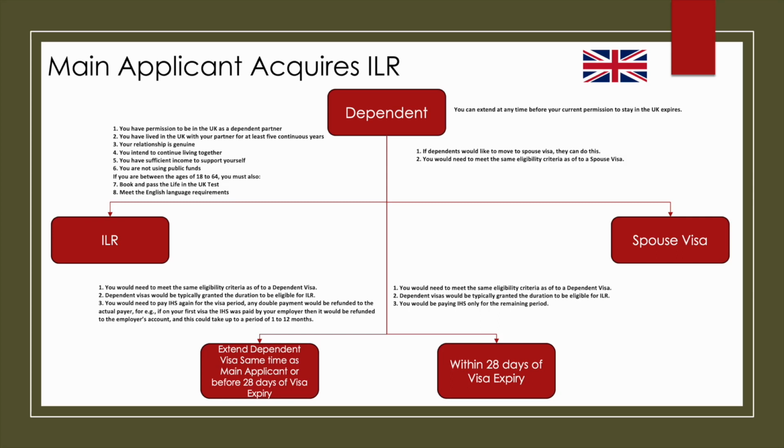Also, please note, switching or extending spouse visa would be possible only for a maximum period of 2 years and 6 months. If you wouldn't reach the ILR eligibility period within the 2 years and 6 months period, it's always best to extend your dependent visa as the extension would be granted up to the ILR eligibility period. It's the most important point to note. And also note you would need to pay the IHS fee for the 2 years and 6 months period.